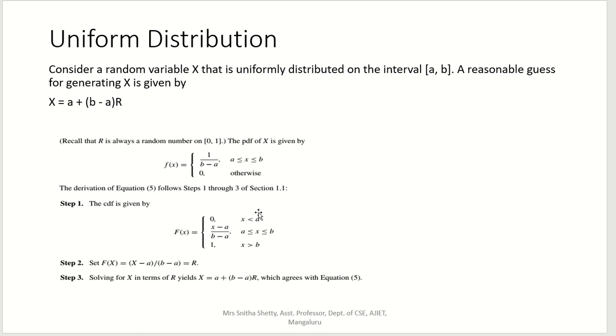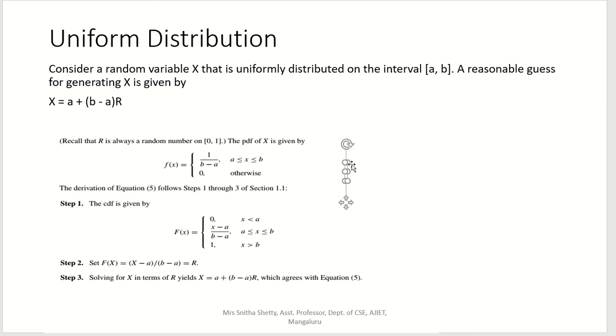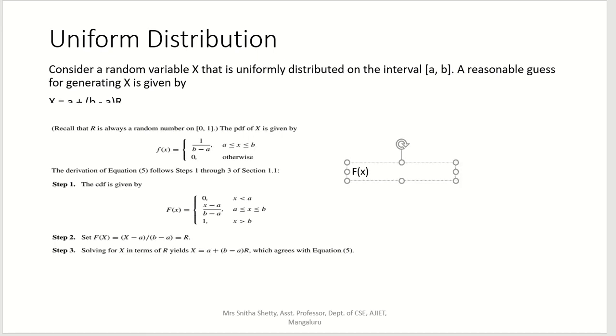Now let's follow the steps. What is the first step? The first step is you should write the CDF, the cumulative distribution function. So f of x is equal to (x minus a) divided by (b minus a). It's already here.